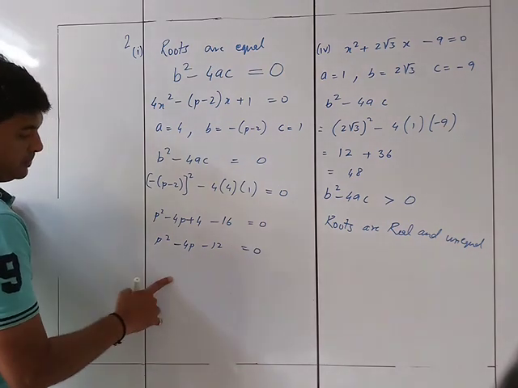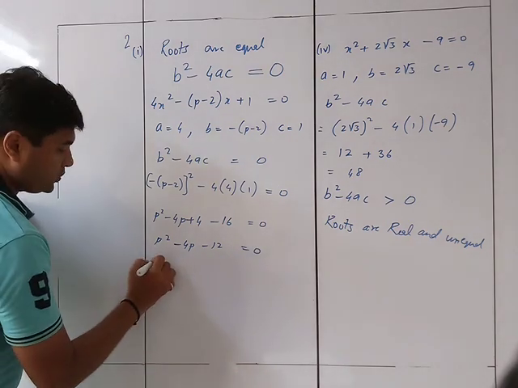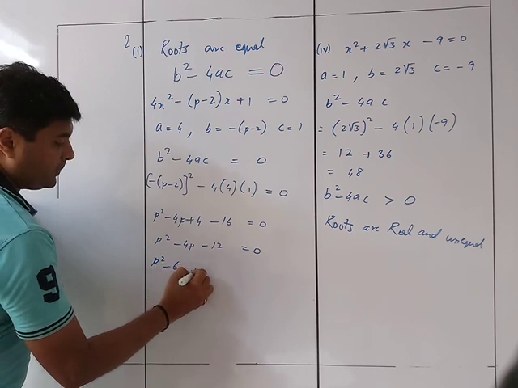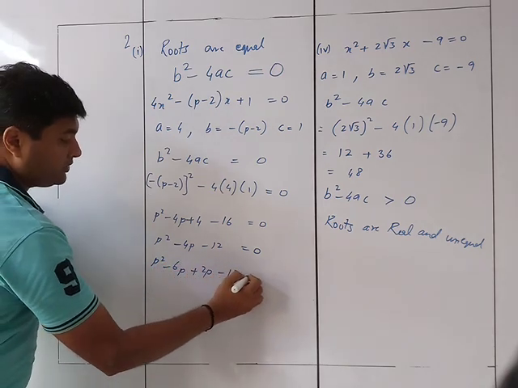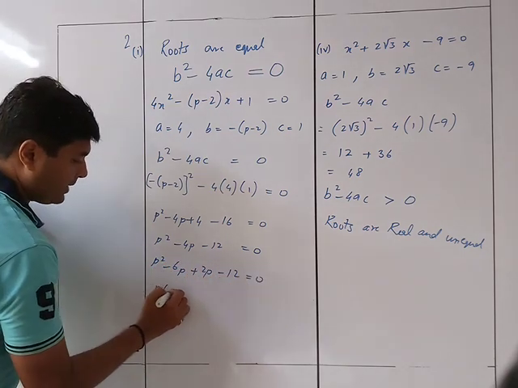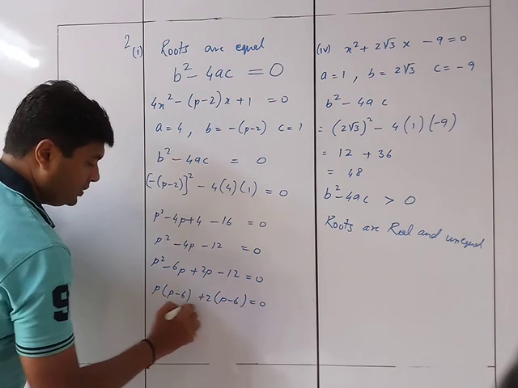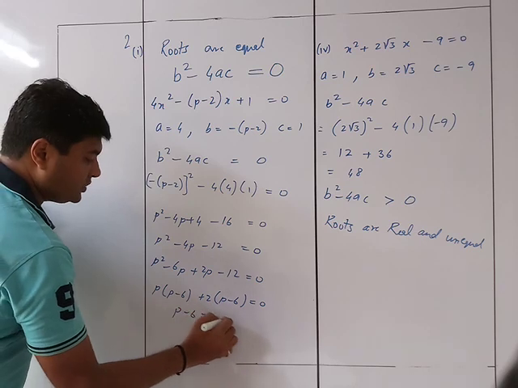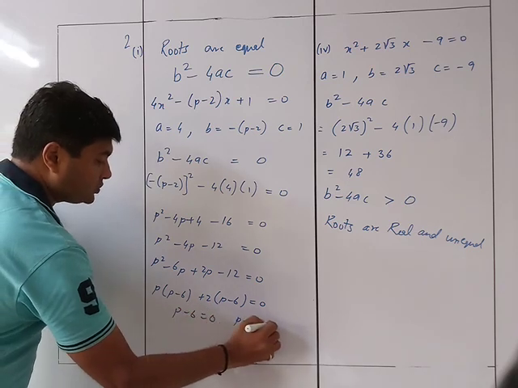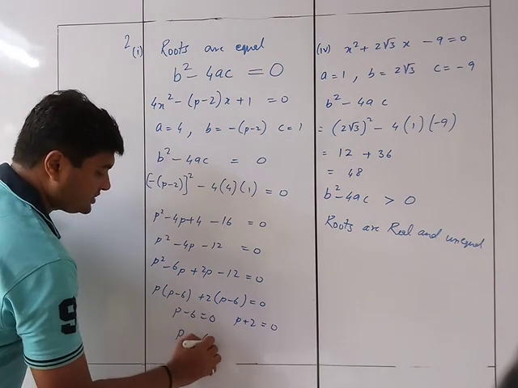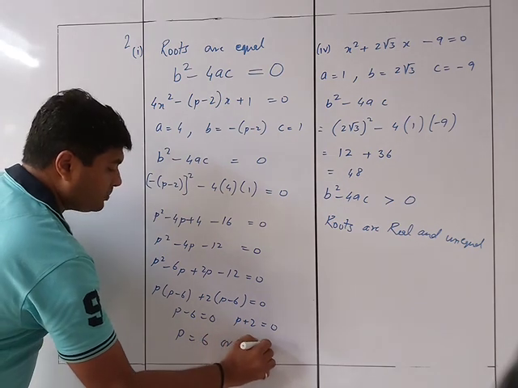So that will give me p square minus 6p plus 2p minus 12 is equal to 0. p into p minus 6 plus 2 into p minus 6 is equal to 0. So p minus 6 is equal to 0 or p plus 2 is equal to 0. So p is equal to 6 or p is equal to minus 2.